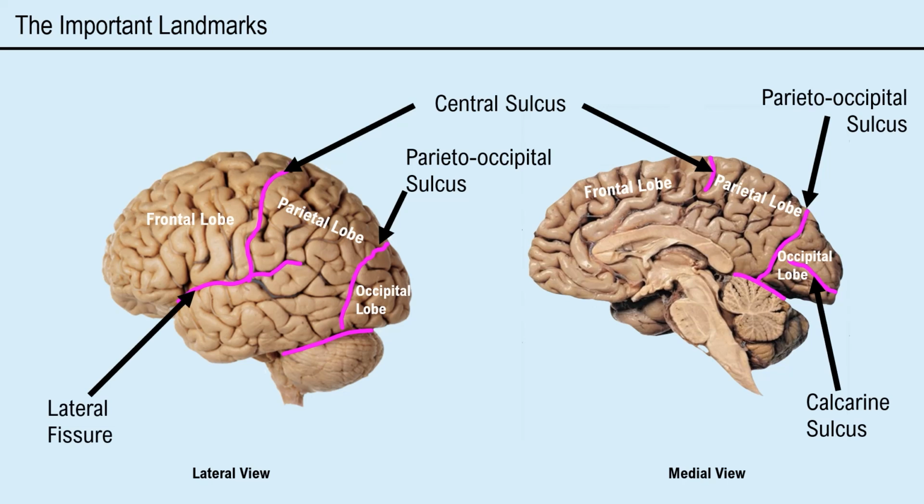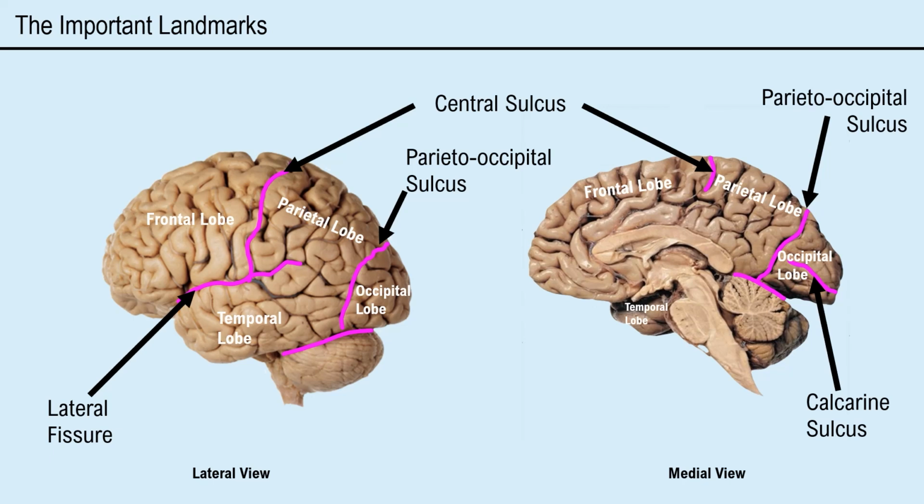Dorsal to the lateral fissure, we have the frontal lobe, and the central sulcus and the parietal lobe. Ventral to the lateral fissure is the temporal lobe. So the lateral fissure marks the boundaries between the frontal, parietal, and the temporal lobe. The temporal lobe is fundamental to auditory processing and the comprehension of written and spoken language.